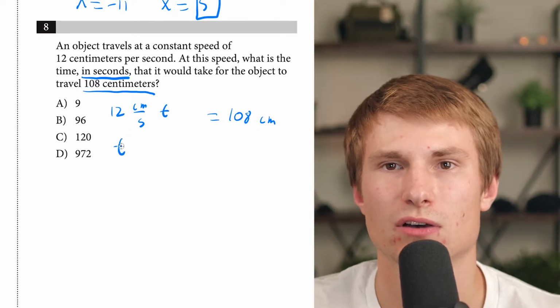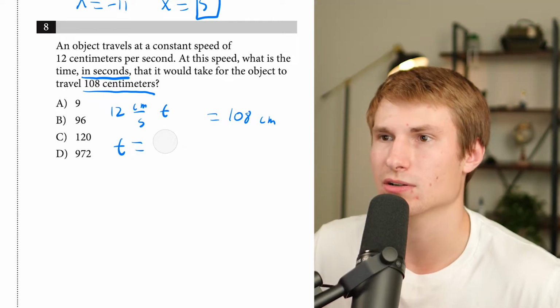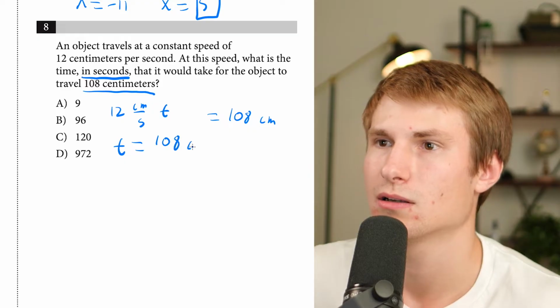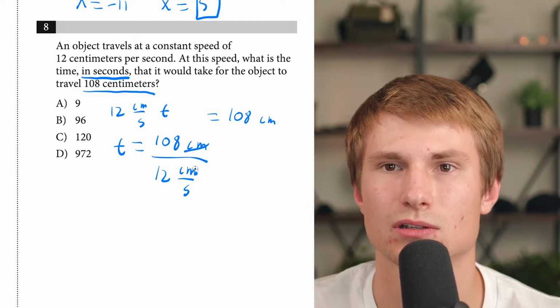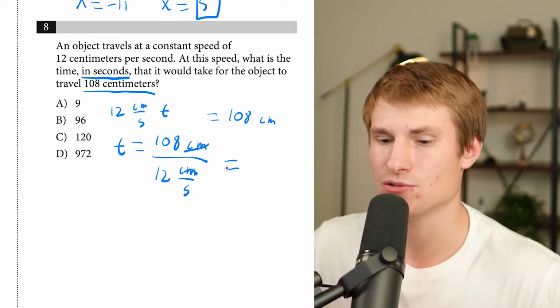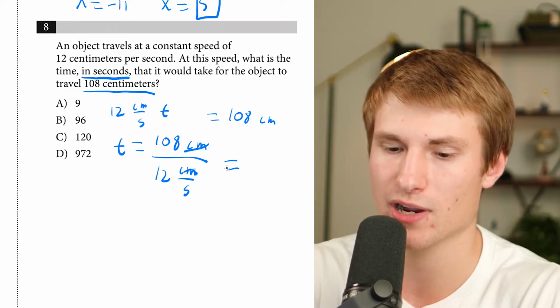Okay, now in order to solve for t, we have to divide both sides by 12. So we are going to end up with 108 centimeters divided by 12 centimeters per second. Now, as you can see, our centimeters will cancel and we'll be left with seconds. Okay, so you can use units to check your work as you go on the SAT math section. It's something I do recommend doing.